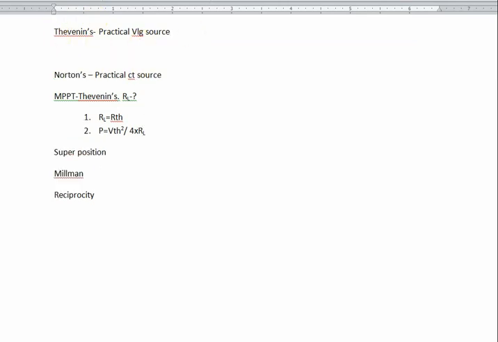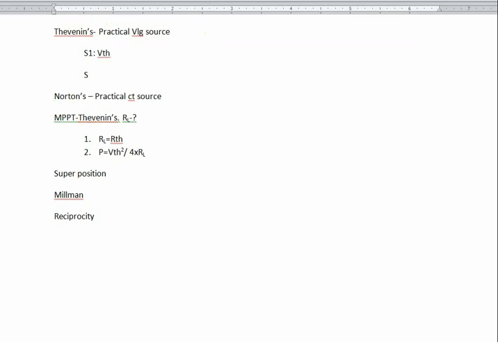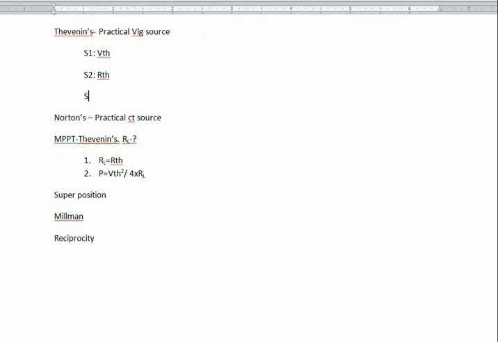Again, step one is to find out the VTH. Step number two is to find out the RTH. Step number three is to find out the load current. So these are the three steps you need to find out. Just now we were discussing the equivalent circuit diagram. You will substitute step number one and step number two, and then find out the load current. So this is about Thevenin's theorem.